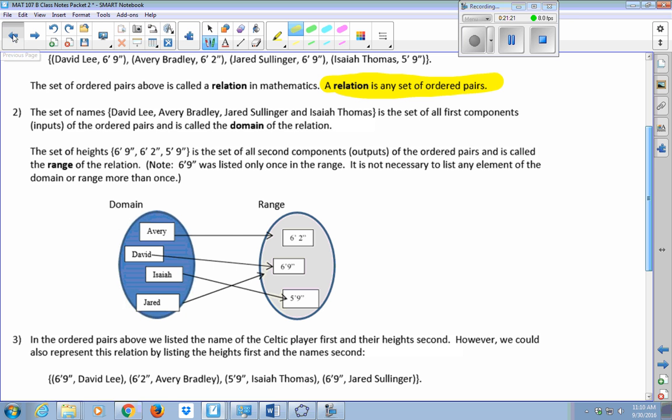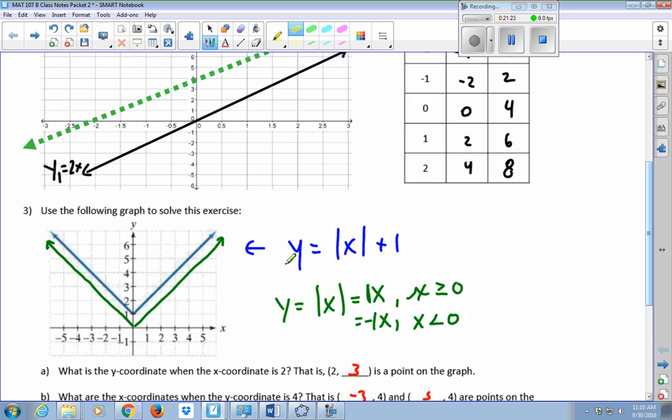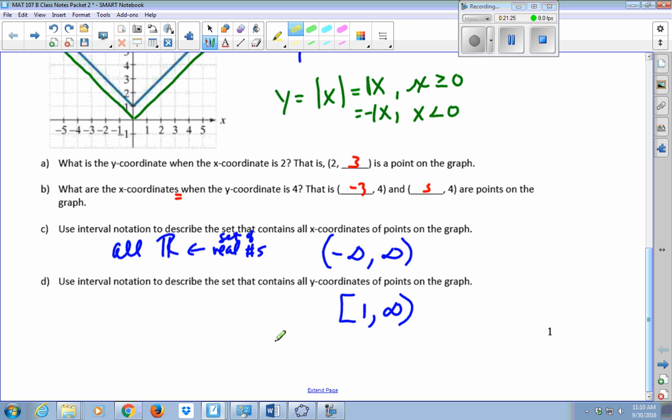If I go back to our preview activities, answer at your seats with your group. Which of these questions in part 3 here, C or D, represents the domain for that graph? Answer that at your seats. Which of those two questions represent the domain of this particular graph?